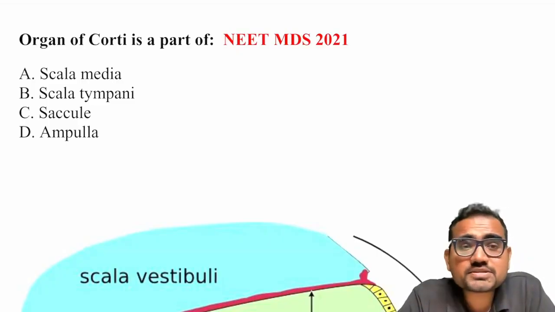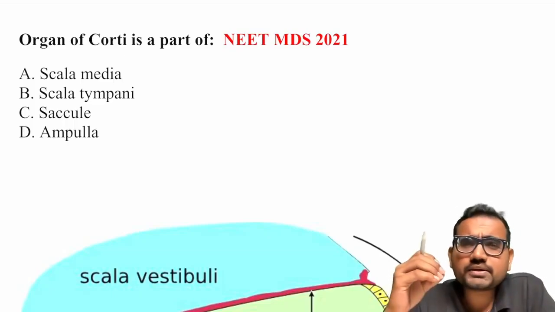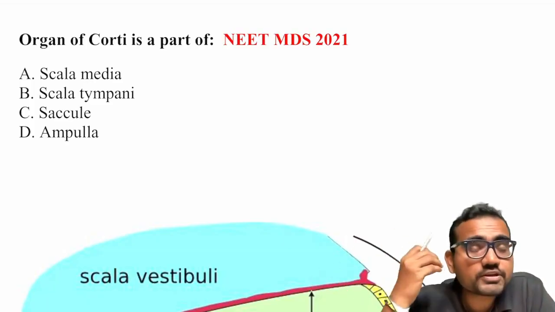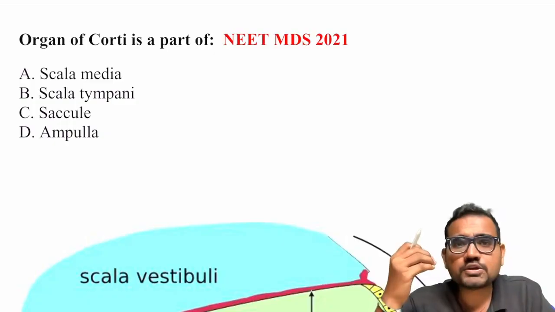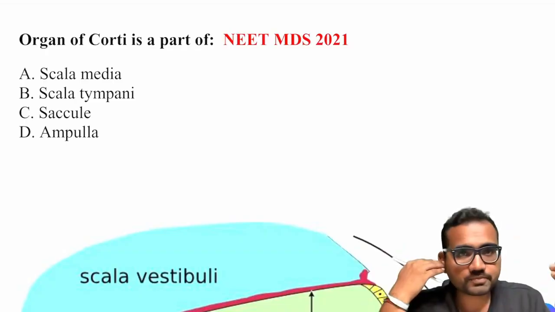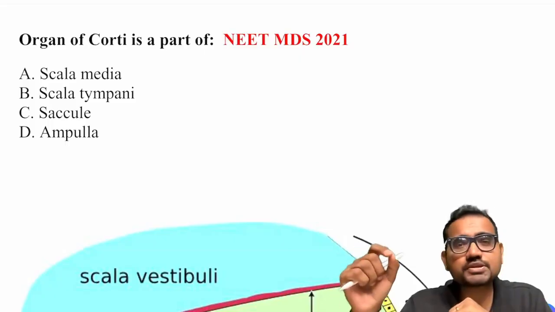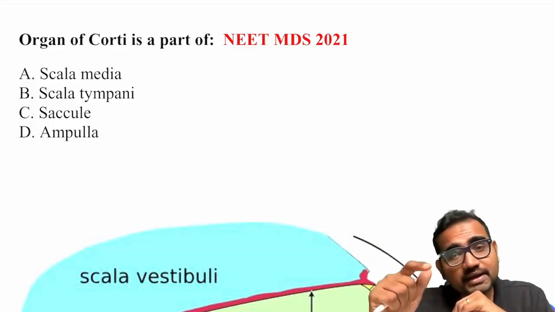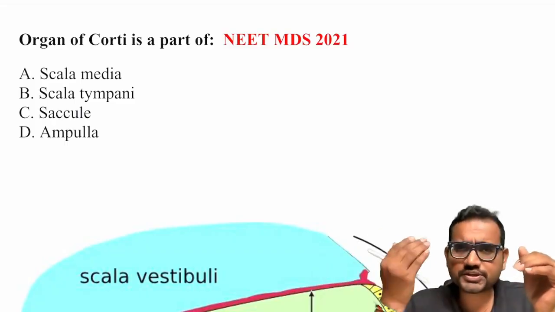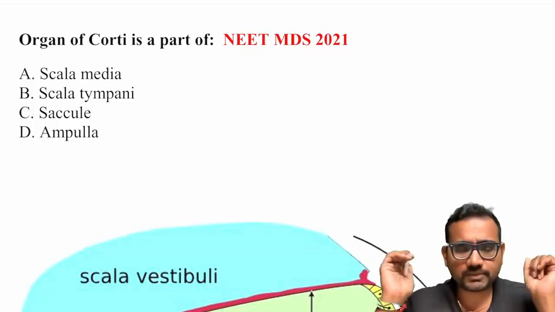The first question is: the organ of Corti is a part of. We all know that whatever we hear is initially received in the form of vibrations, right? A person speaks, and the vibration is received by the external auditory canal. It moves into the middle ear, reaches the malleus, incus, and stapes, and later is pushed to the inner ear, and through the cochlear nerve it reaches the brain and is perceived as sound. This is the normal mechanism.